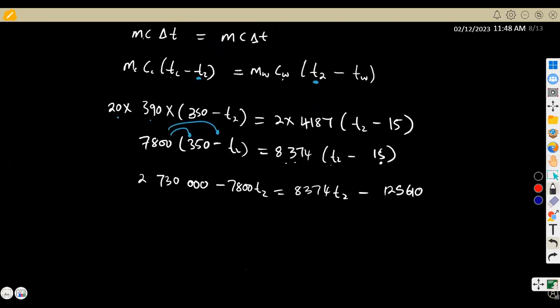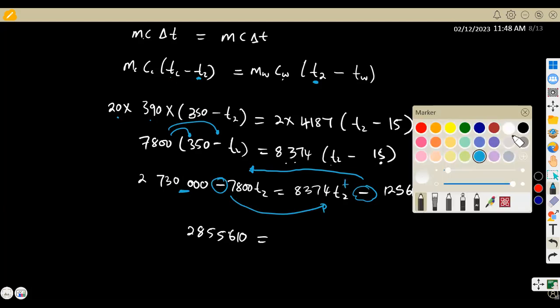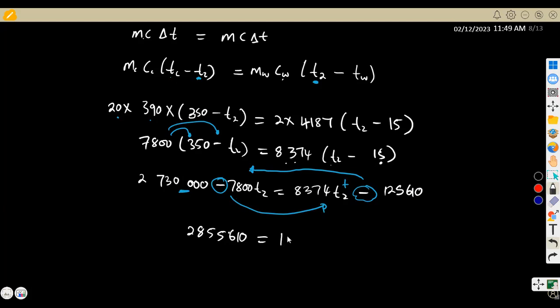Then from there, I want you to collect the like terms. You take the terms with T2 to one side of the equation. I'm going to avoid working with negatives, so I'm going to take the 125,610 to the left-hand side, where it adds to this value. If you add these two, you are going to obtain 2,855,610. That is equal to, transposing this to the right-hand side, since it was a negative, it becomes positive, so you add the two: 16174 T2. Take note, there's a T2 there.